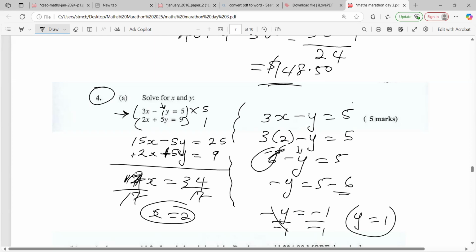We could do it the substitution way as well, which I think would probably be more difficult because you have a negative in front of the y. So we can see if we can do it that way there as well.